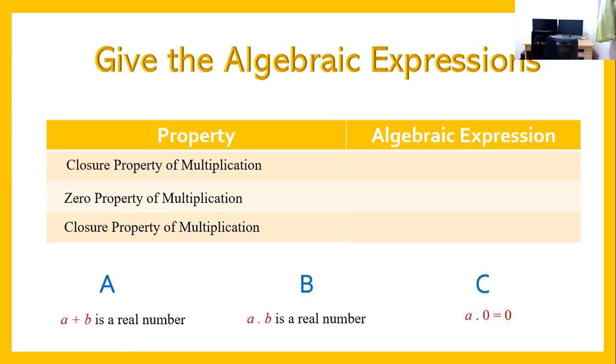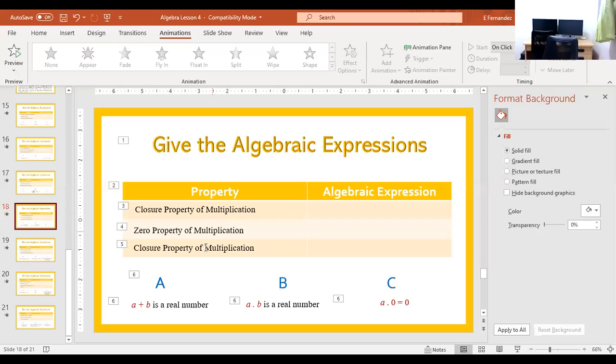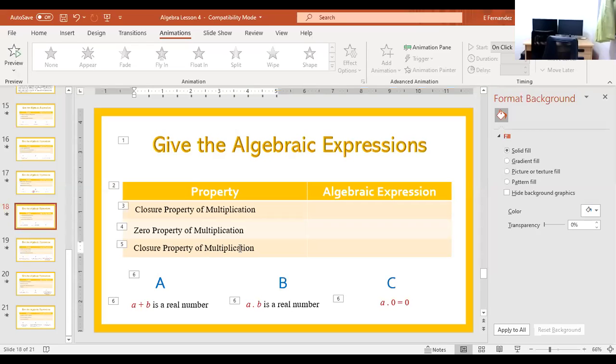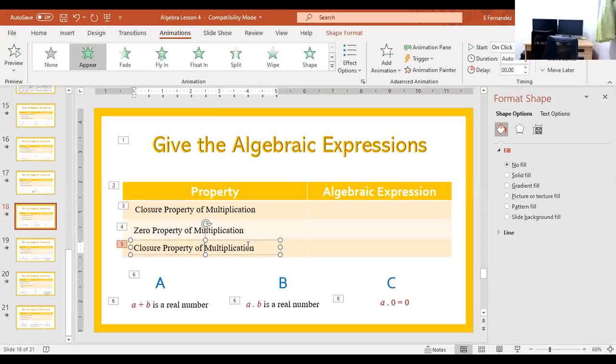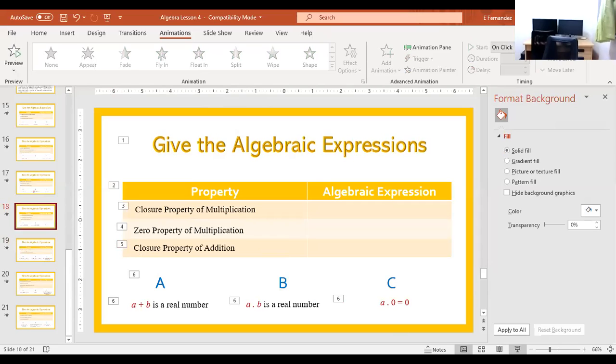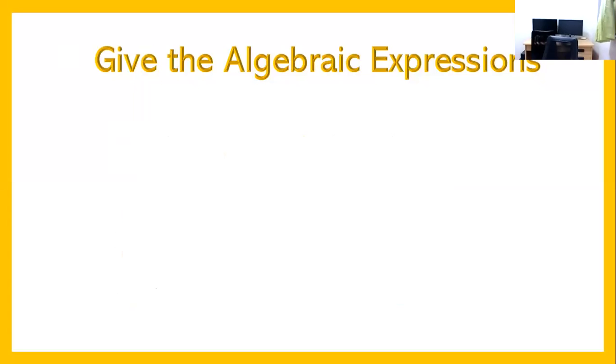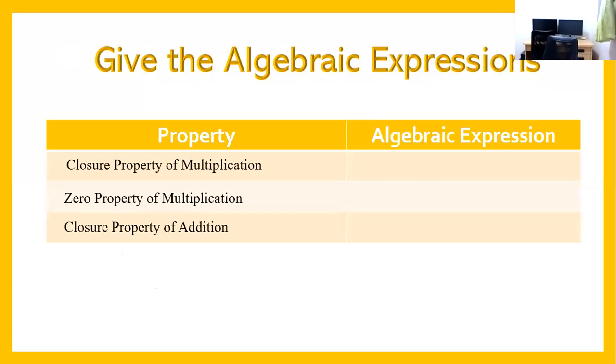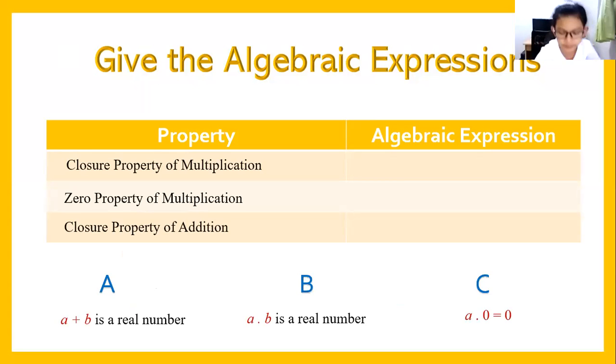This is not. The other one is addition. This is addition. Okay, yes. So I changed the third one: it is the closure property of addition. All right. Which one is which?